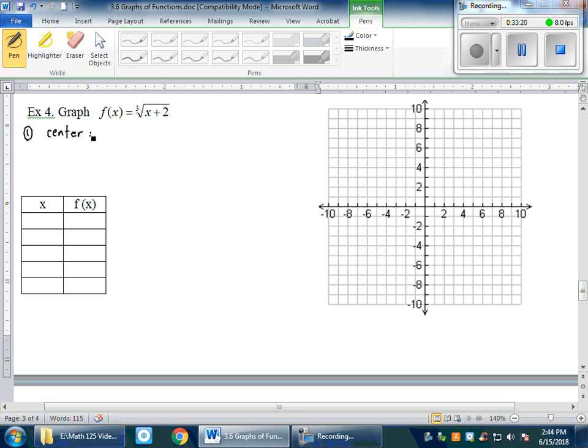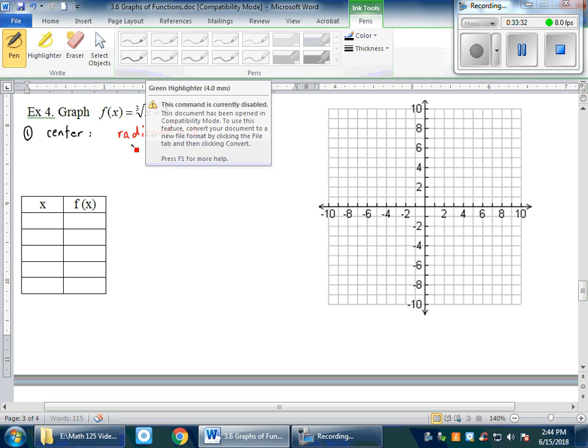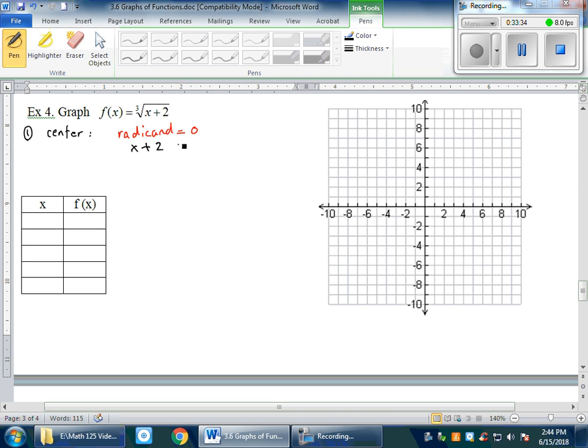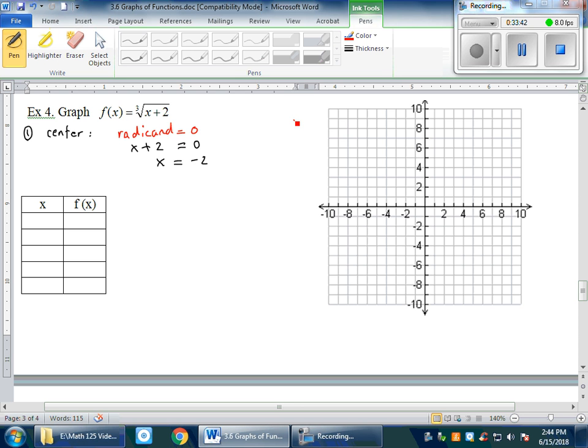The center is basically what? The x value which makes the radicand equal to 0. In this case, my radicand is x plus 2, so when I solve for this, x is equal to negative 2. Now that we know our center, our center will be negative 2. We're going to start from here.